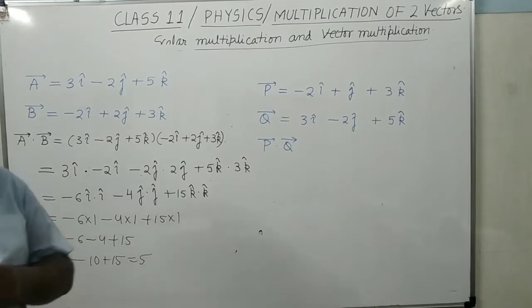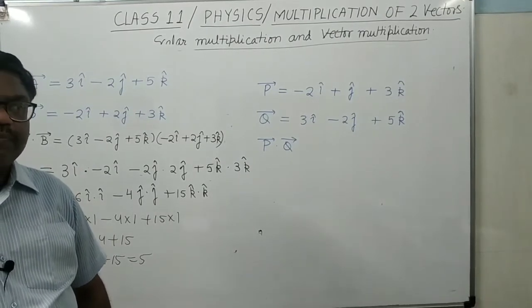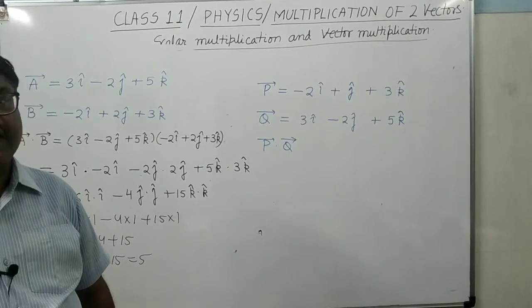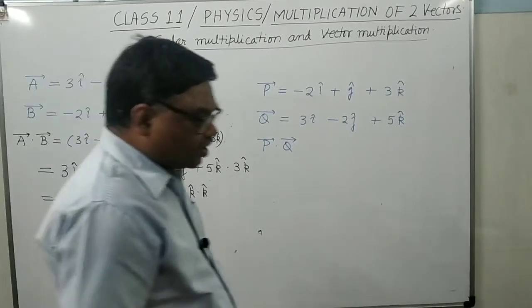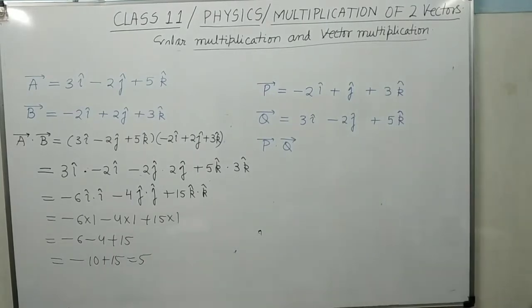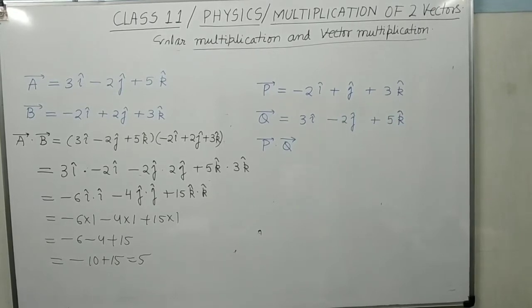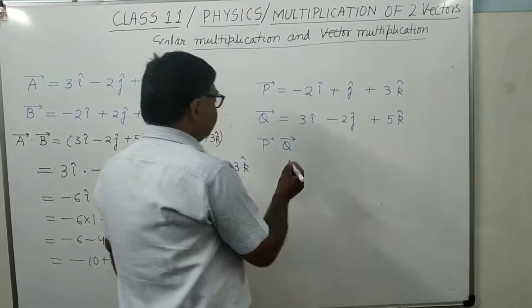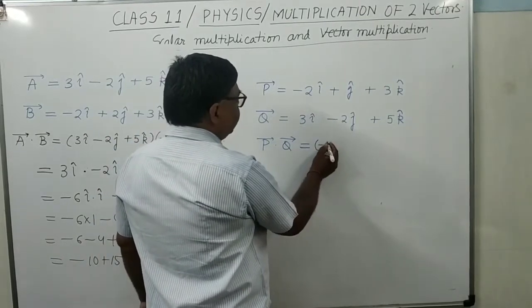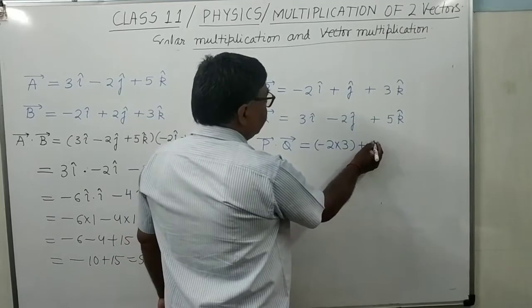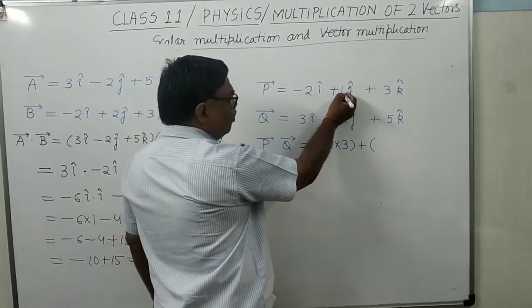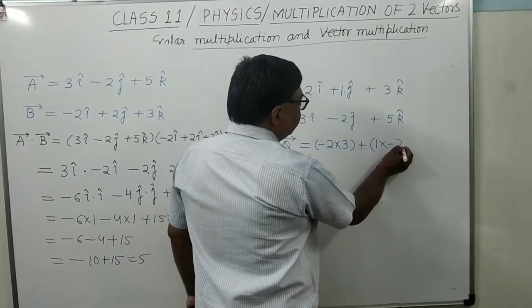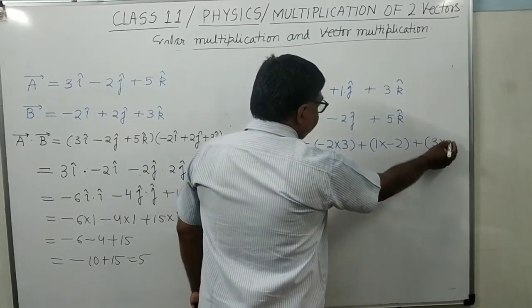You simply multiply the x component, y component, and z component with sign and add them. Then you will get vector P dot vector Q. But here you have to multiply with sign. Means you can see here it will be equal to minus 2 into 3 plus, here there is no number, means there will be 1, 1 into minus 2 plus 3 into 5.